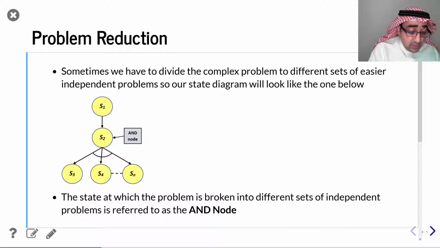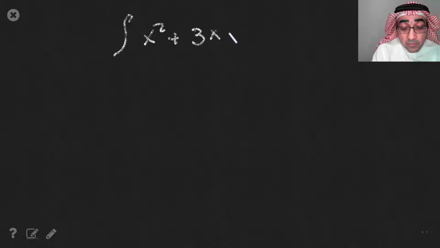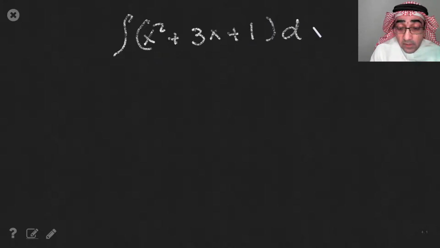Now how can this be visualized? So let's take an example over here. Let's take an example that we have an integration of x squared plus 3x plus 1, and the whole thing is integrated with dx. Okay, we want to solve this problem. Now this is not a very complicated problem, but it's fairly complicated, and we can simplify this problem.